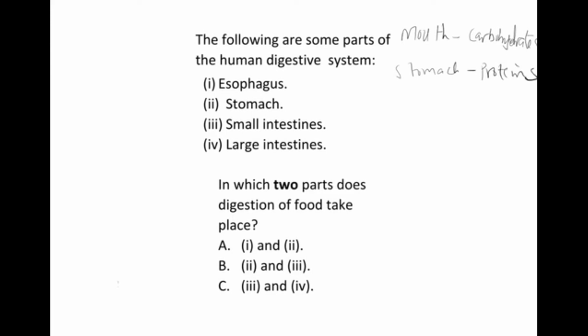Then we have the upper part of the small intestine, or we can call it the small intestine. The small intestine is divided into two parts. We have the upper and also the lower part. In the upper part of the small intestine, this is where the digestion of food is completed.